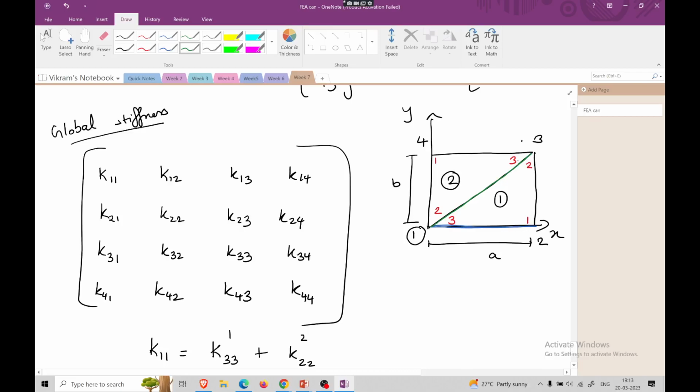What will be the value? 0. K21 is this one, right? Sorry. K13 at the first element.